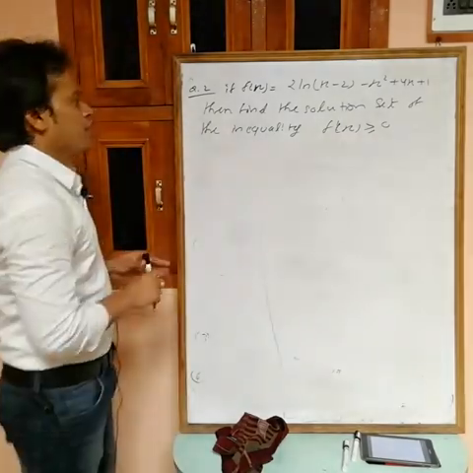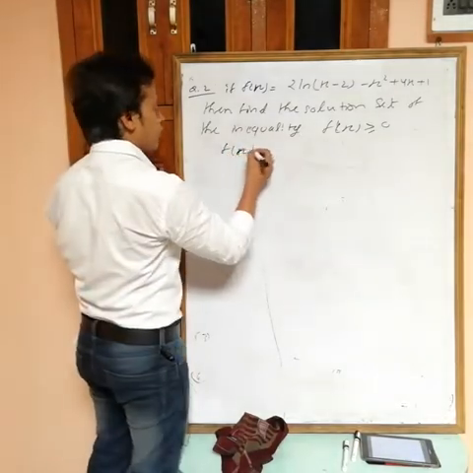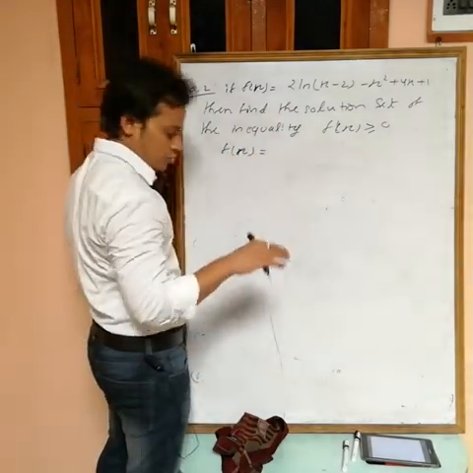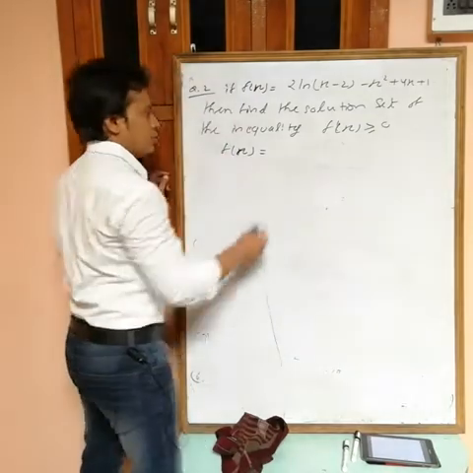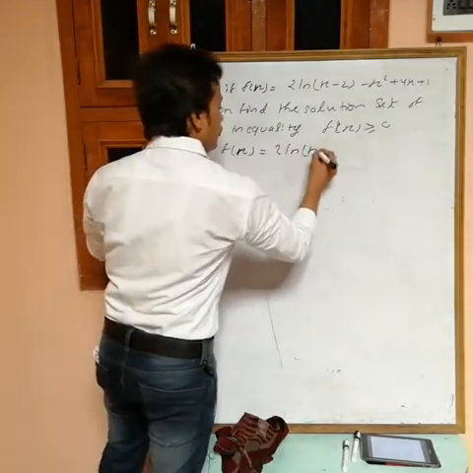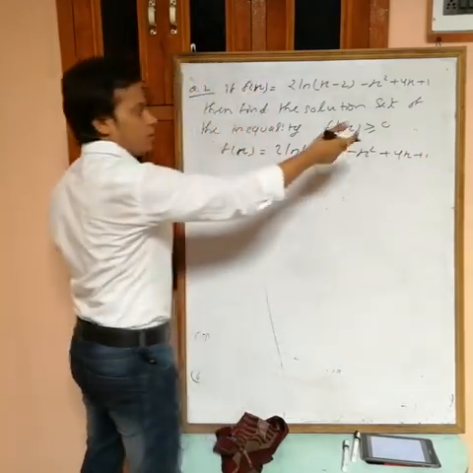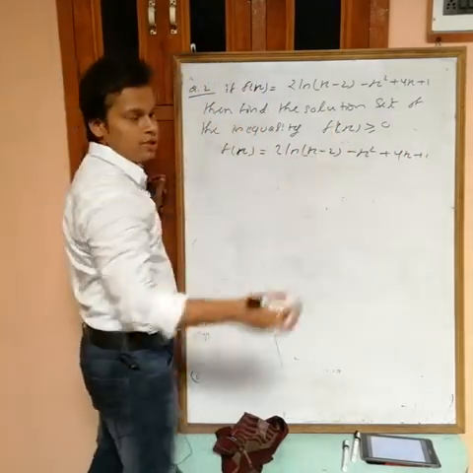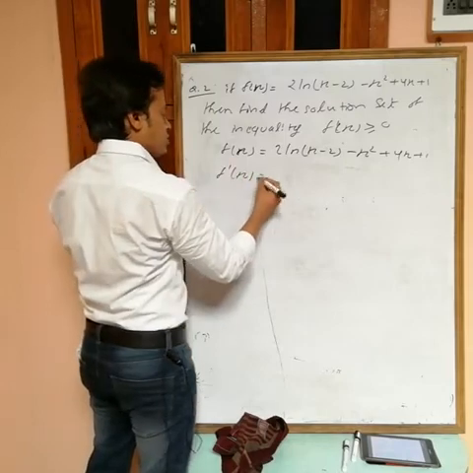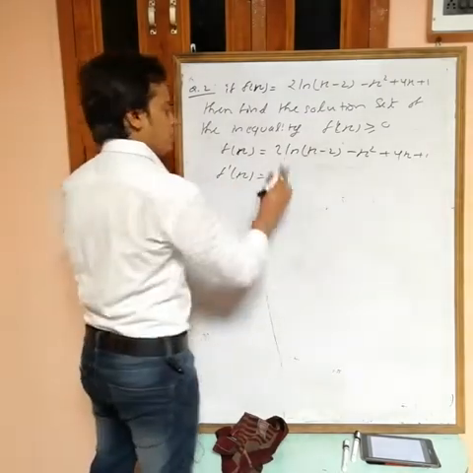Okay, now see, here f(x) is equal to 2 ln(x - 2) - x² + 4x + 1, and the answer is open 2 to close 3. Here we want the solution of f'(x) ≥ 0. So first find f'(x), the differentiation of f(x) with respect to x.